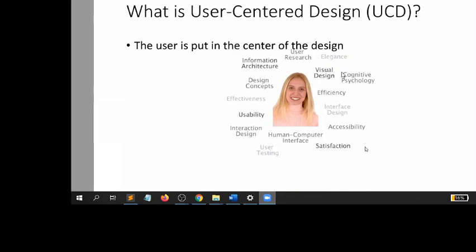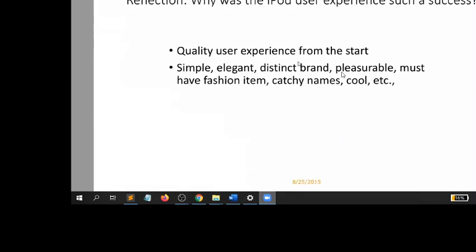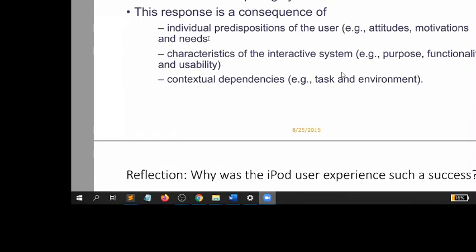And for you to be able to achieve that, you can see representatively here is the user. But the user is surrounded by all these things that we are talking about here. Number one, user research. What do we mean by user research? Up there, if I may take you back, we talked about needs.